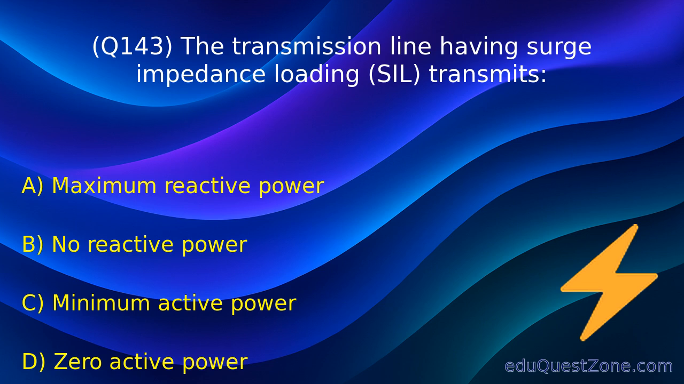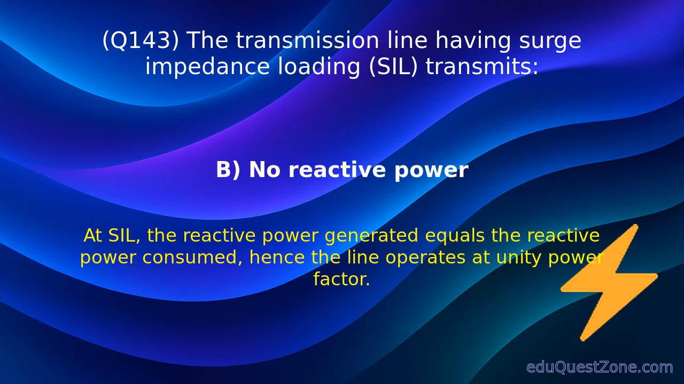Question 143. The transmission line having surge impedance loading transmits... Option B, no reactive power. At surge impedance loading, the line transmits real power at unity power factor.